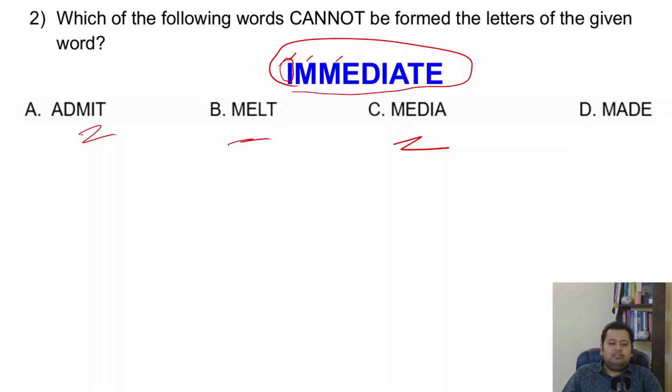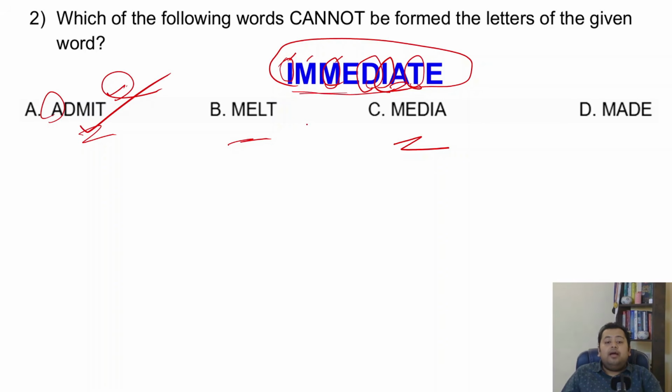I hope you have got it correct. So it's a very easy one. So admit, right? There is A over here, then you have D over here. Then there is one M, one I, and one T. So will you be able to make admit using the word immediate?